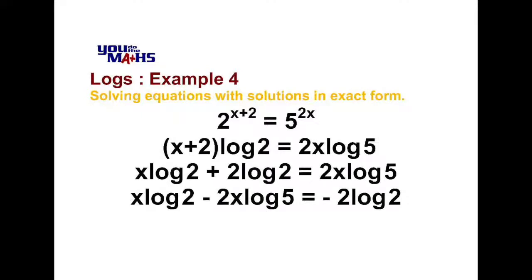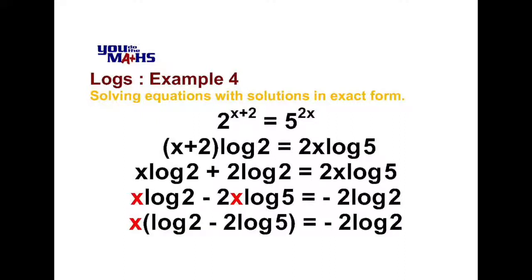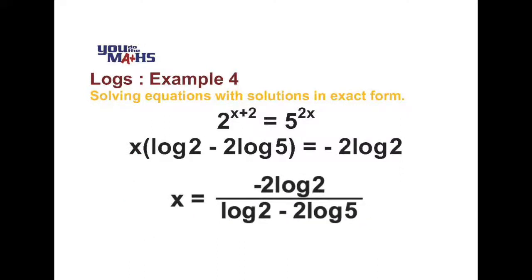The benefit of that is that we can factorize the x out of the left hand side of the equation. This provides an easy step to the solution, as we can now divide both sides of the equation by log 2 minus 2 log 5. This takes us to our solution, which is x equals negative 2 log 2 divided by log 2 minus 2 log 5.